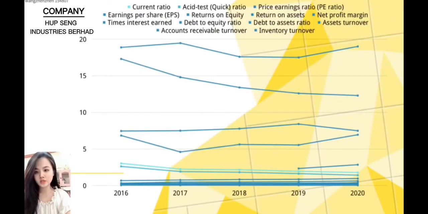Hello, my name is Wang Zhenzhen. I will analyze the various ratios of this company. The current ratio showed a downward trend from 2016 to 2020, from 3.04 to 1.8. The acid-test ratio showed a downward trend from 2016 to 2020. The inventory turnover increased from 2016 to 2019 and then declined in 2020, but generally showed an upward trend.